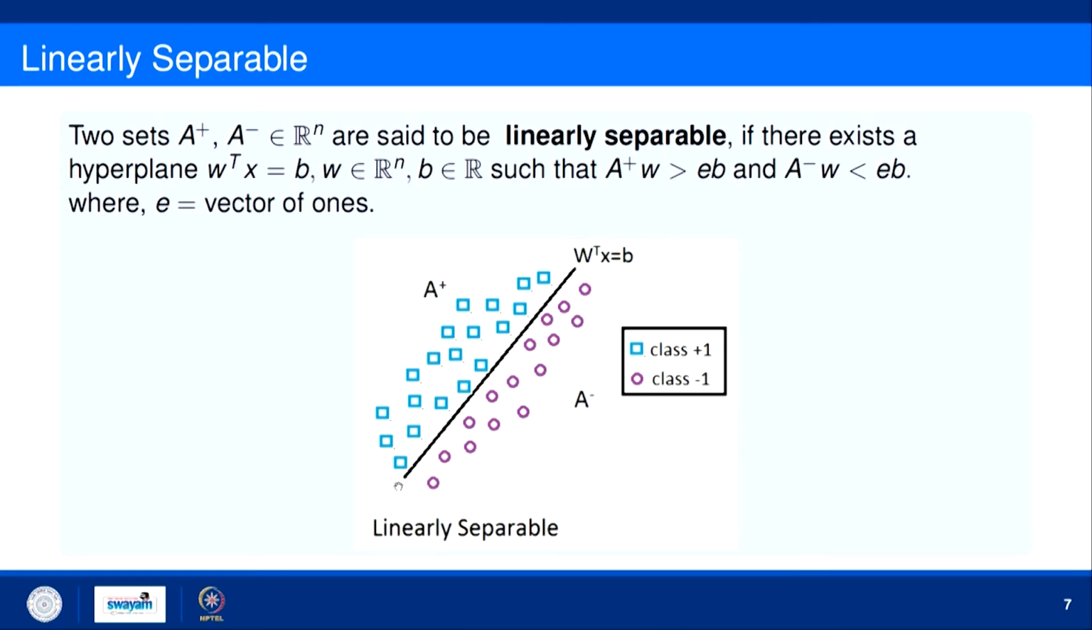So, since you are able to find a hyperplane W transpose x equal to B, such that these two classes are classified, we say that these two classes are linearly separable, and if it is not possible to classify them linearly, then we say that they are non-linearly separable. Okay. So, let us discuss this by an example, so that it will be clear to you when two classes are said to be linearly separable.